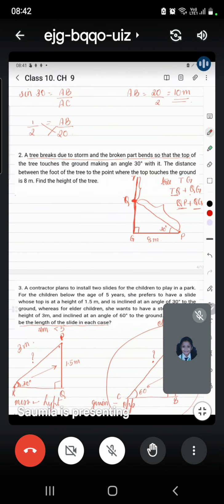Now this is going to be perpendicular because some portion of the tree is still standing. Now we are going to find them one by one. We are going to find QG and we are going to find out QP. Is this much clear to everyone?